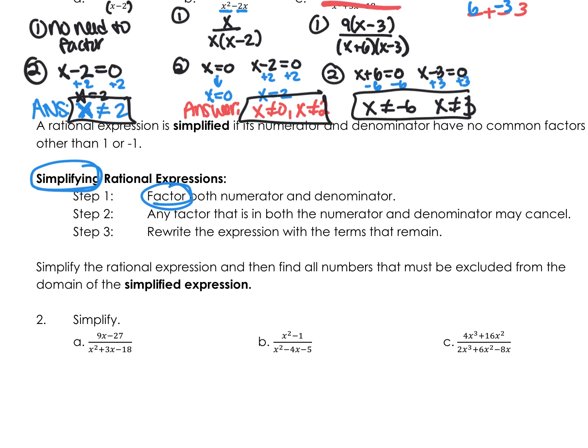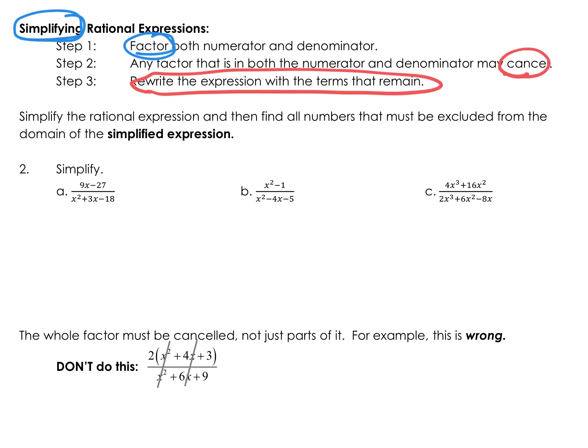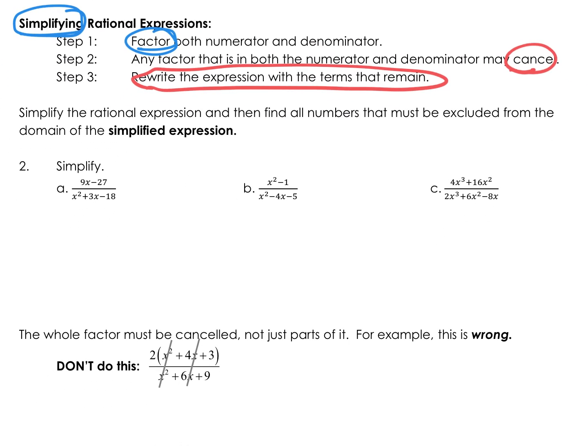part C. This guy, there was a common factor in the bottom and the top. This x minus 3 was in common. So if that's the case and we're simplifying rational expressions, if it's common in the top and the bottom, they're going to cancel. Okay? And then you just write your answer with only the terms that remain. So very simple steps here. Factor, cancel, and then write your answer.